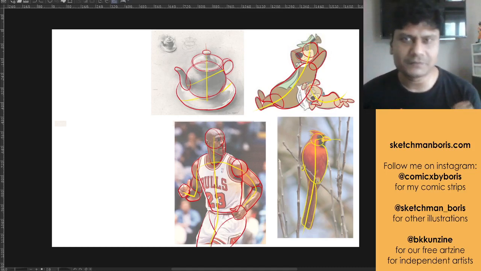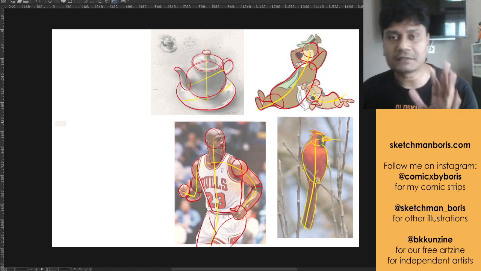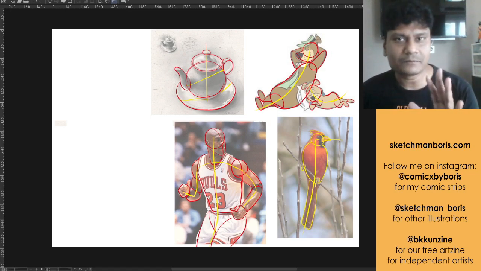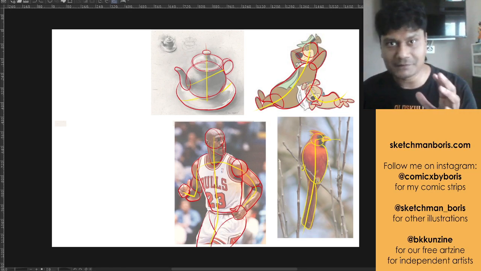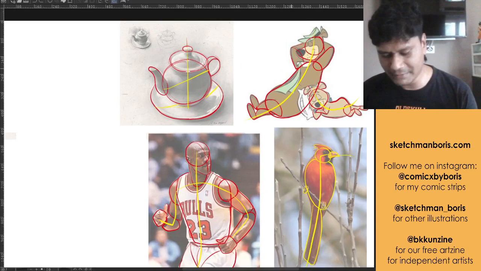This is Boris. So today I'm going to show you how to simplify a subject before drawing. So we'll be doing some drawing, but I'll be mainly showing you what goes on in my head. Which is why I'm using a digital tool, because it's easier to demonstrate that. I'm using Clip Studio Paint, as usual, and I'm going to zoom in here.